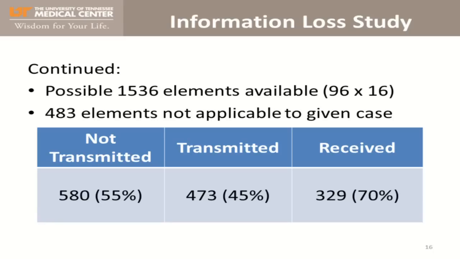The results of this study showed that overall there were 580 elements, or 55%, that were left out or not given in the handoff. 473 elements, or 45%, were transmitted or verbalized in the handoff, and 329 elements, or 70%, were received or documented in the chart. As you can see from this study, there was definitely room for improvement.